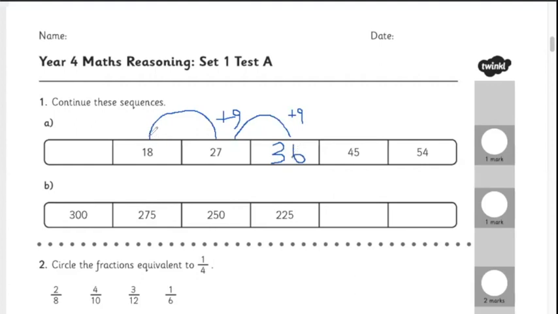Now, Leo, if I move this way, I have to add 9. So what am I going to have to do to go the other way? Minus 9. I'm going to have to minus 9. That's right, good boy, well done. So what is 18 minus 9, Leo? 9. 9, perfect. So if you have both of those answers, you give yourself 1 mark.